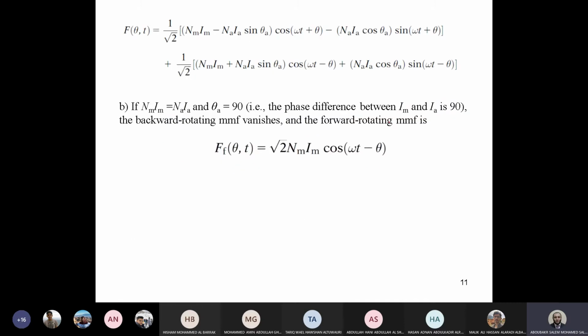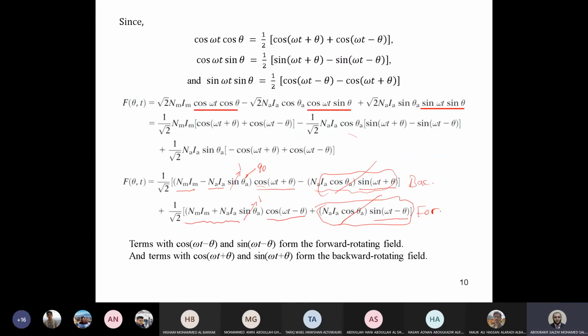So we can say now, guys, 2 over square root of 2, so it will be square root of 2 multiplied by N maximum, N main, I main, cosine omega t minus theta. Now, is this component of flux, or MMF, considered as rotating flux or not? Is it now rotating flux or not? Yes. It's rotating because it's sine or cosine. Okay?